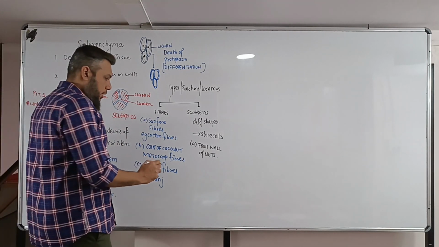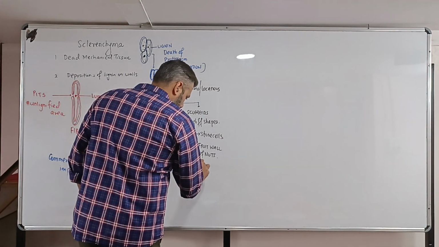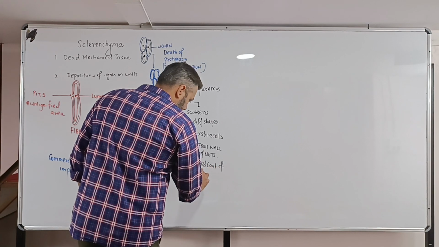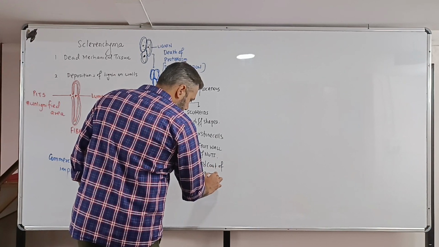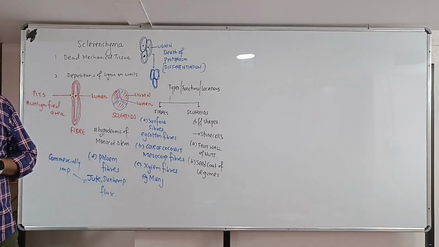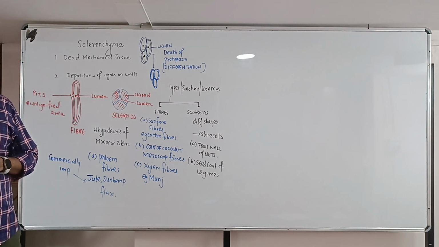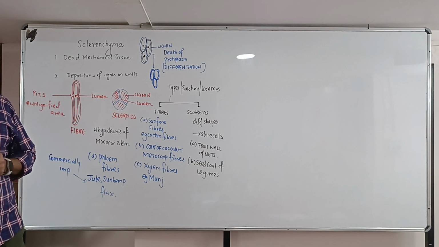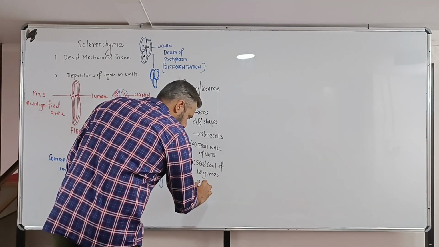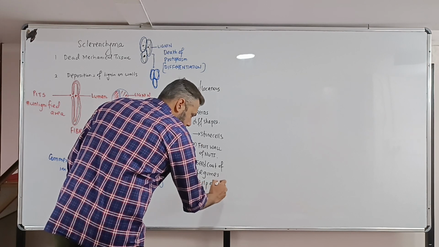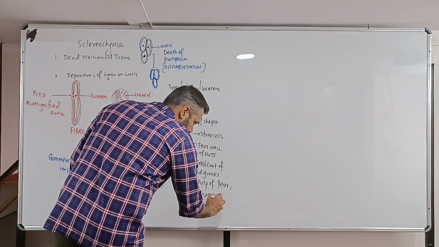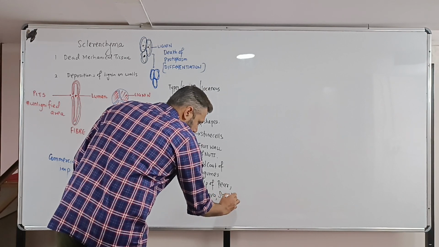It is also found in the seed coat of legumes. The wall of the legumes, like dried peas and all, is very tough. Got it? Then it is also seen in the pulp of pear, guava, sapota, etc.